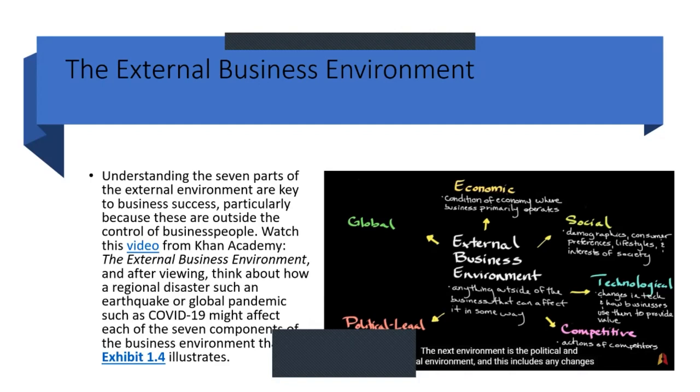The next environment is the political and legal environment. And this includes any changes or trends with regards to legislation, regulations, and even court decisions that have the potential to affect a business in some way. Now, we know that the government does a whole lot. Some of that is maybe good for business. A lot of it is not necessarily. And so we have to be aware of what are those potential things that are happening that pose a risk to us so that we can adapt accordingly.